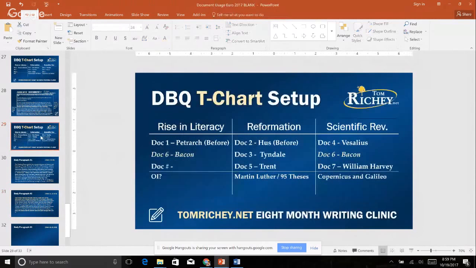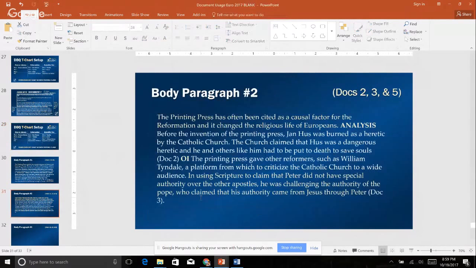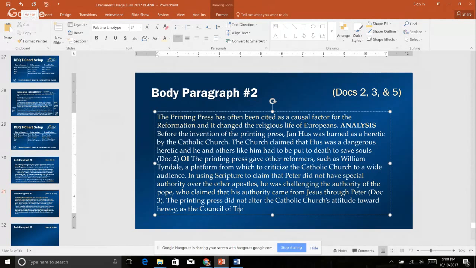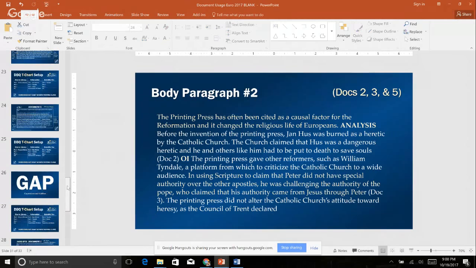And then finally, I have the Council of Trent. What I would do here to argue is that the printing press did not alter the Catholic Church's attitude toward heresy, as the Council of Trent declared. It's okay to look back at the document so that I can see my annotations here.